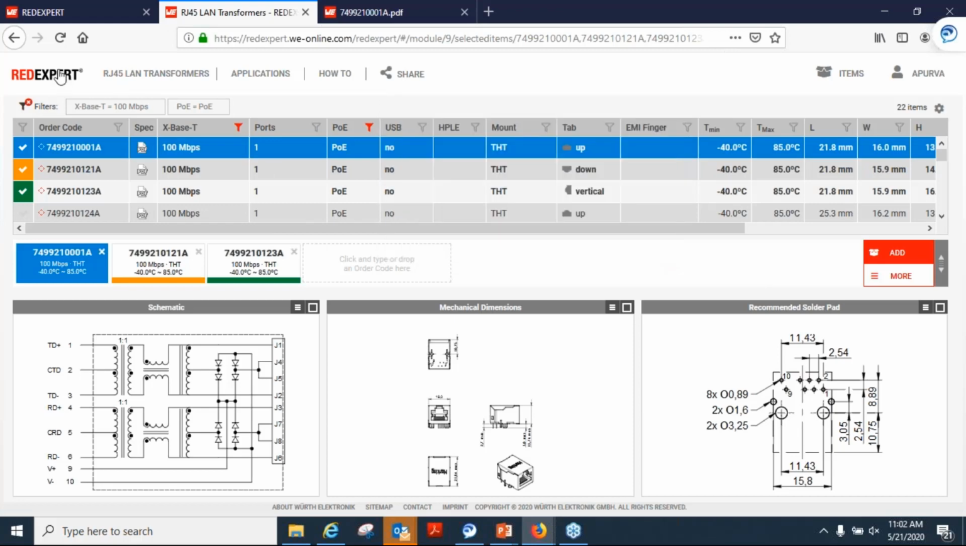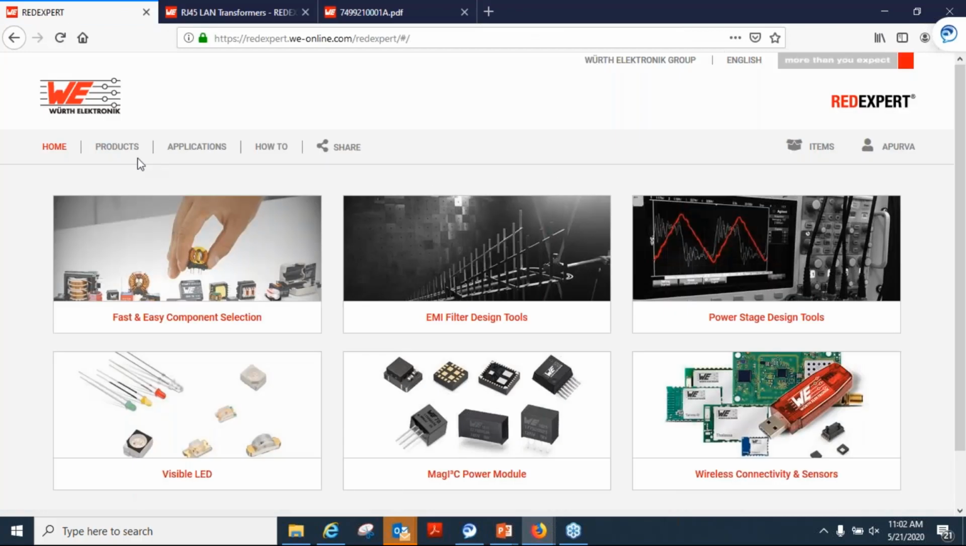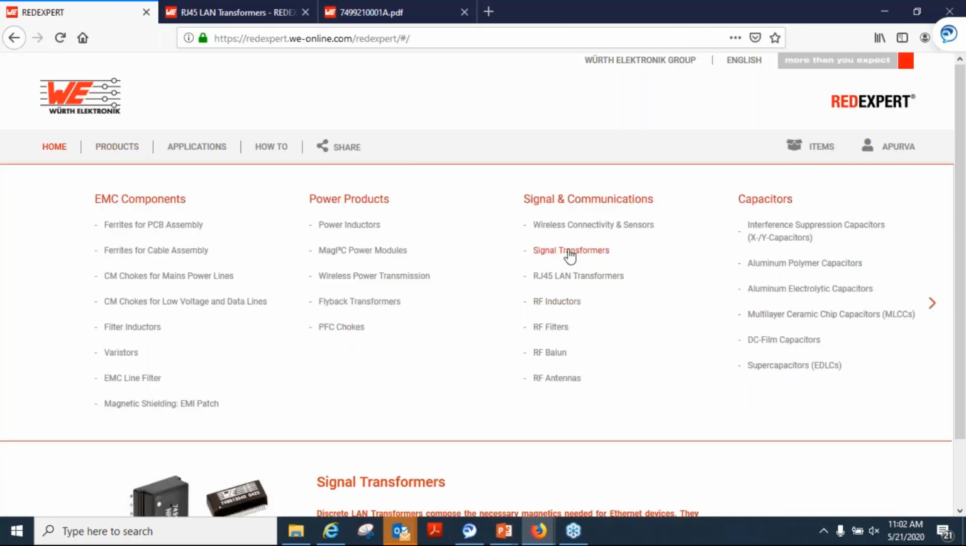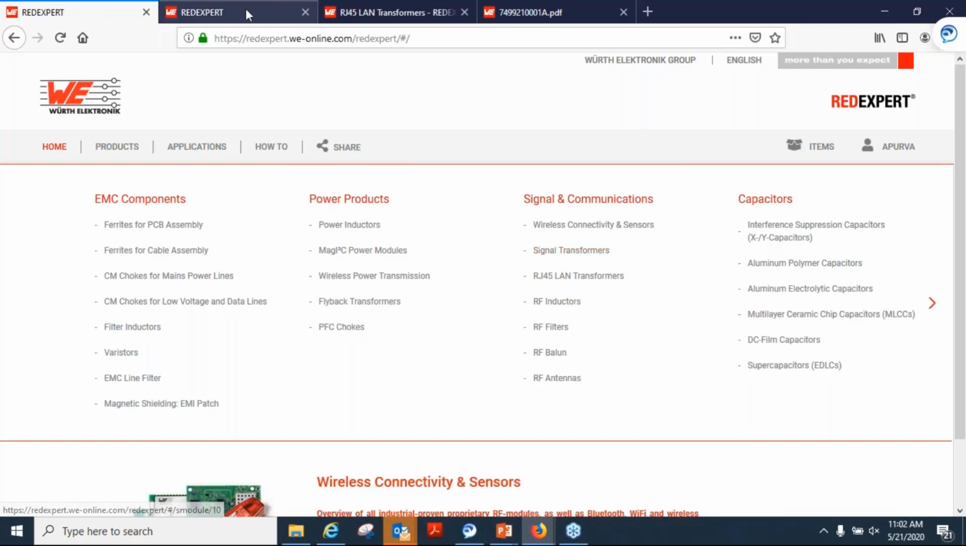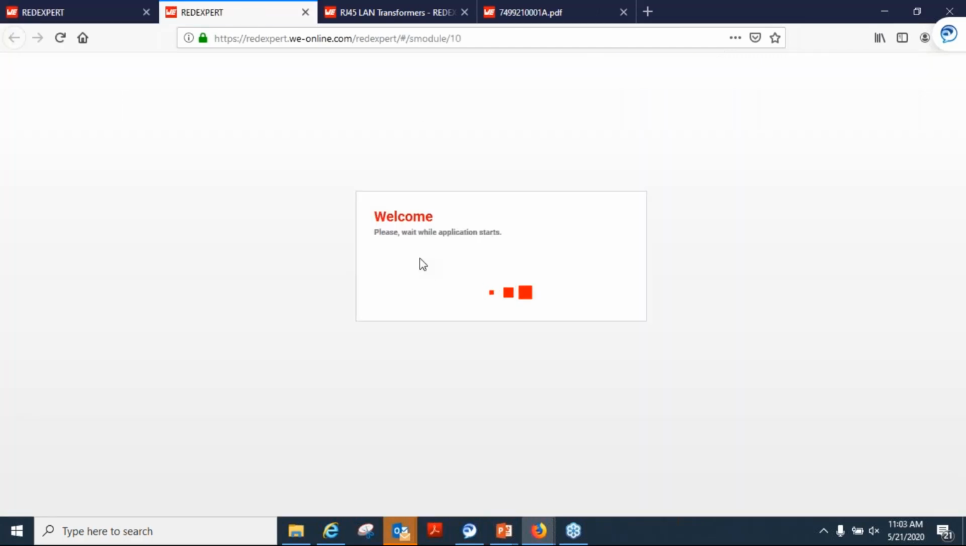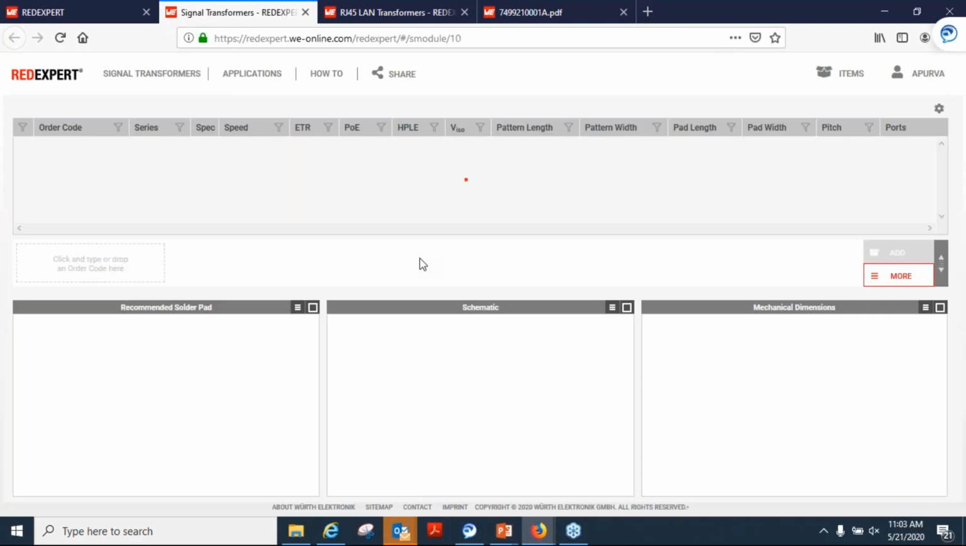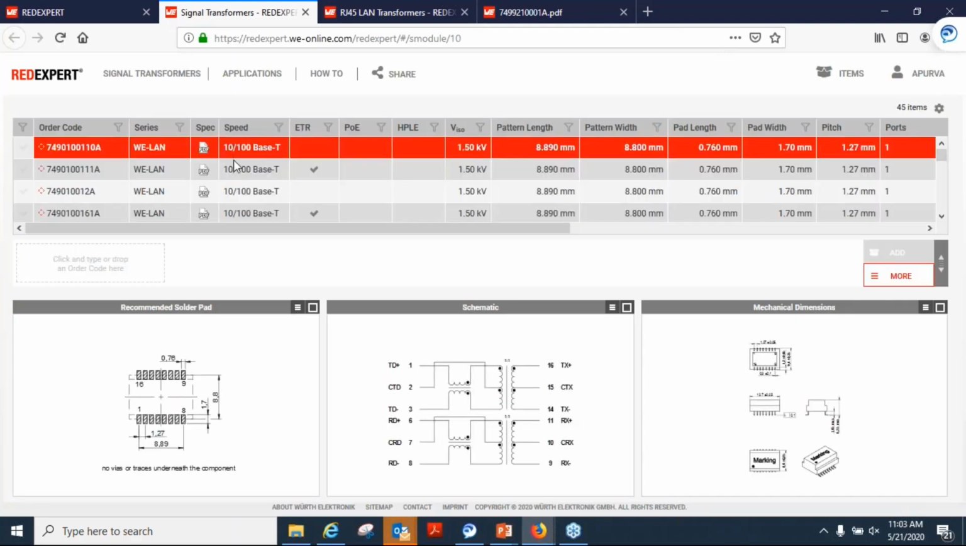And a similar thing is for discrete signal transformers. We have a separate tab for that. But it is pretty much the same. The selection tabs are pretty much the same, based on speed or based on the application, whether you have HPLE extension features or not. So you can again simply play with the tool and see all these details.